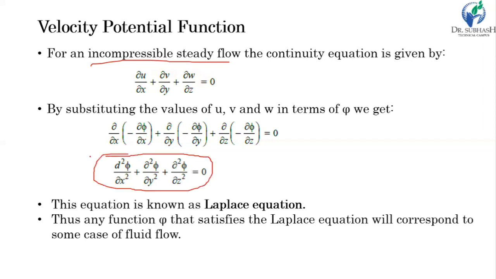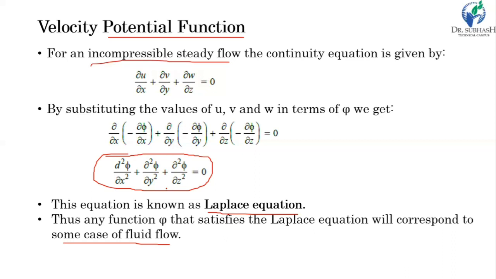So ultimately we can say the potential function satisfies the Laplace equation, and thus the function phi that satisfies the Laplace equation will correspond to some case of fluid flow. So what does the Laplace equation indicate? It indicates any type of flow. And here our velocity potential function phi satisfies the Laplace equation. So we can say the velocity potential function will indicate some type of flow. Here we cannot be specific which type of flow will occur, but it indicates some type of flow.